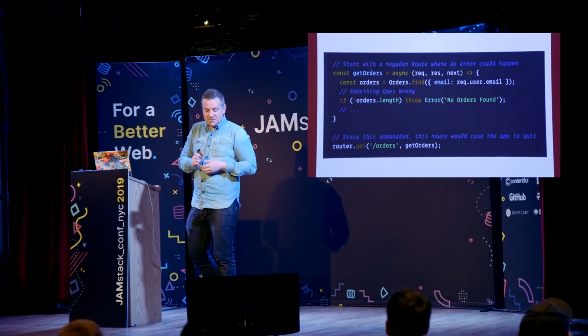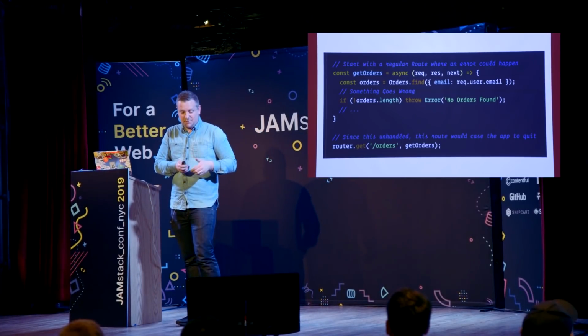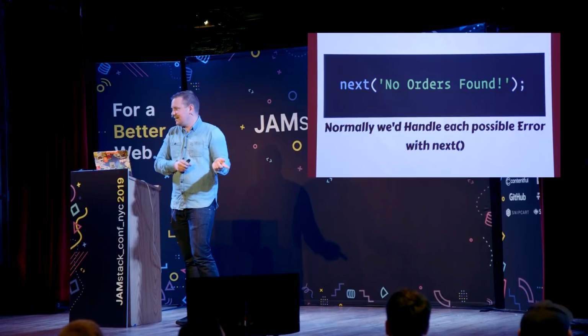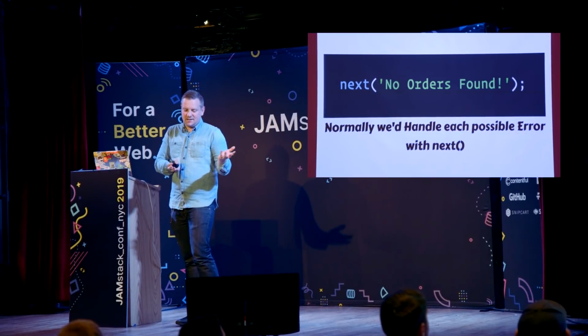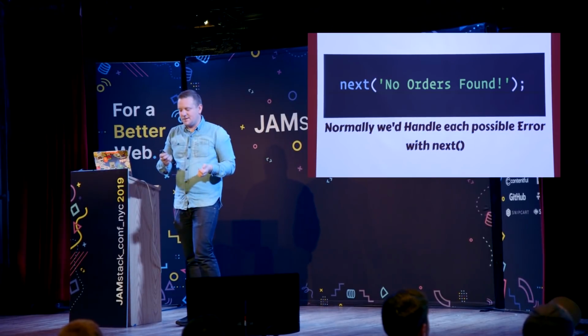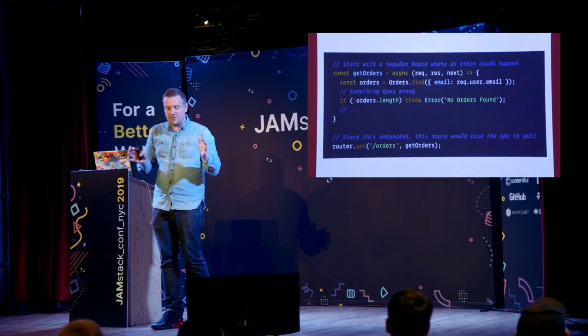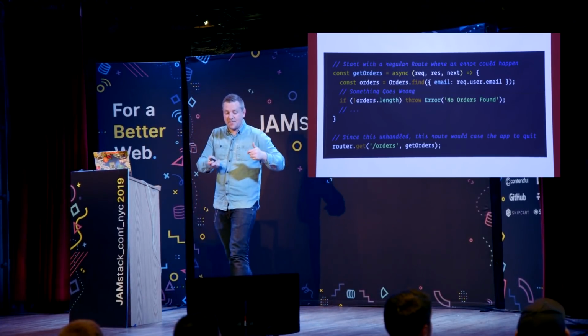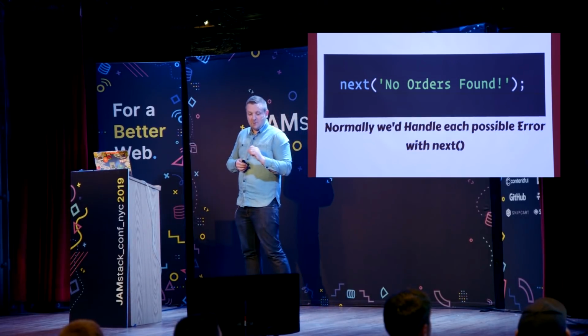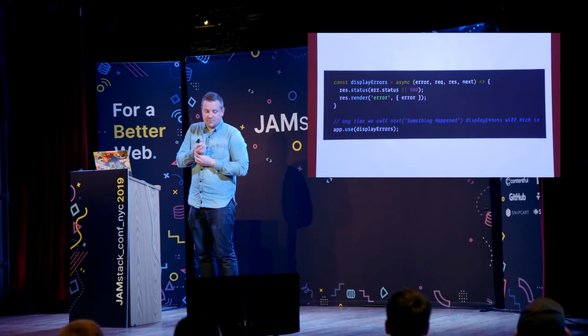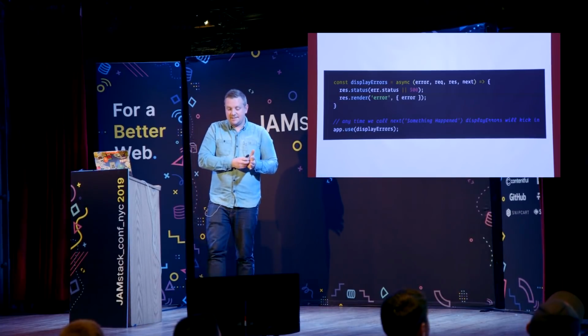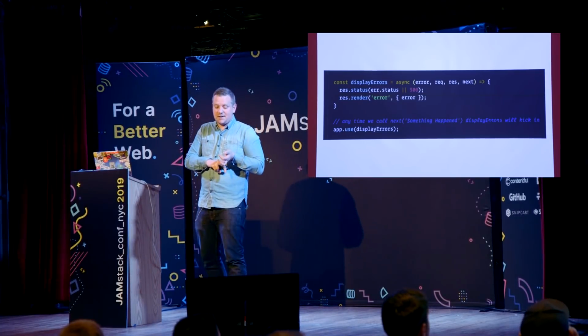And what we can do here is traditionally what we would do is we would just call next if there was an error and just say, oh, no orders found, and then just pass it down the line. But in our case here, we can just throw regular errors or create your own custom errors and throw them. And then what we do is we create a new higher order function that takes in the error, the request, the response, and the next.